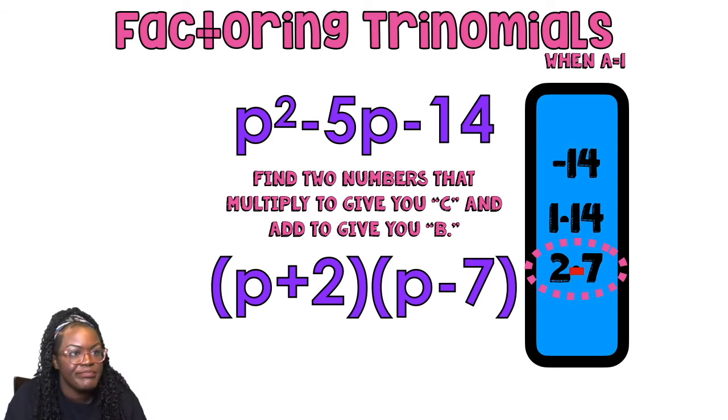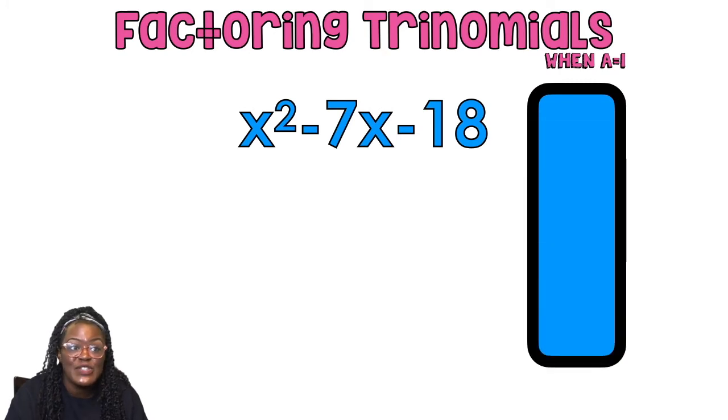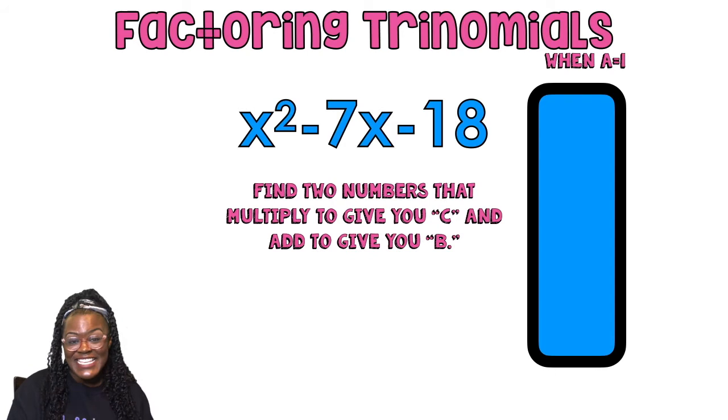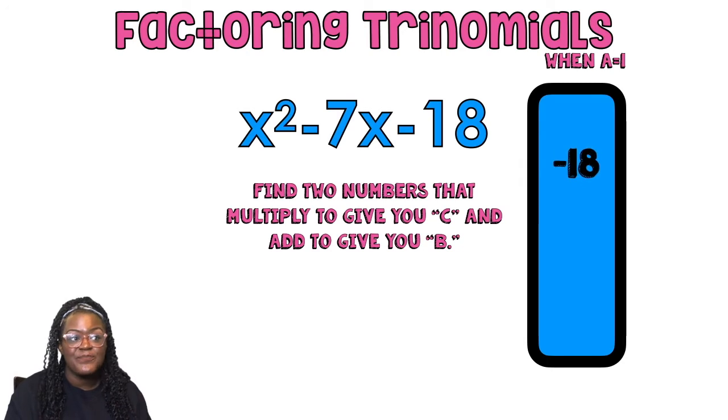That's it. Okay. X squared minus 7X minus 18. What are we going to do first? We are going to find two numbers that multiply to give me C and add to give me B. So C is negative 18. So I'm going to go down the list. 1 times what?